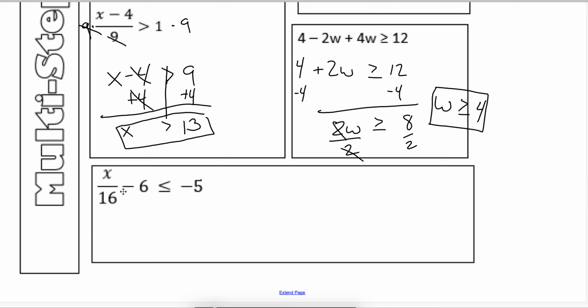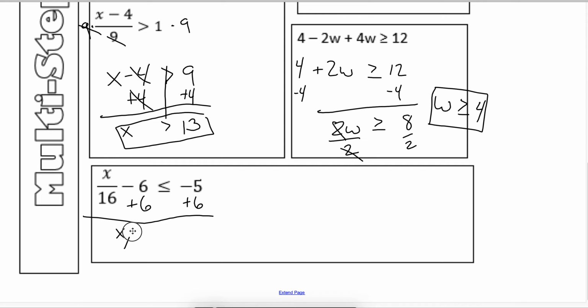x divided by 16 minus 6 is less than or equal to negative 5. All right. I can't multiply by 16 first because it's not over this whole thing. If it was x minus 6 divided by 16, then yeah, you could multiply by 16 first. However, we cannot do that because it's not through all of the terms. So because of that, we have to instead add 6 to both sides first. And we get x over 16, these cancel out, less than or equal to negative 5 plus 6, which is 1.